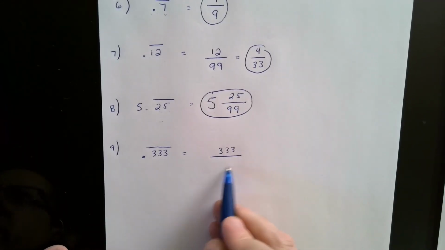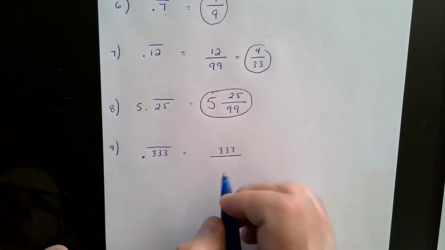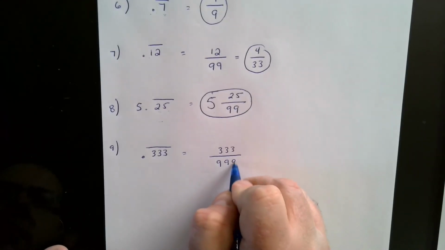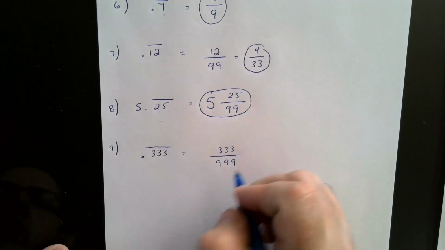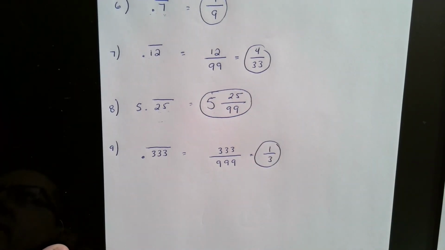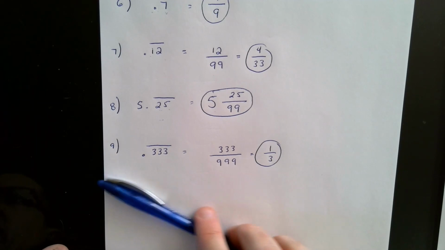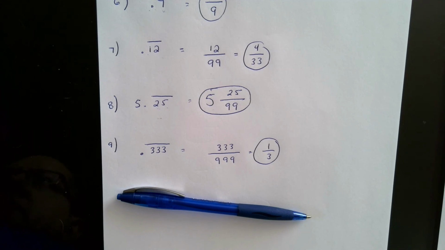And not going over zeros, because we have the repeating bar, and there are three locations, so we're going to go with three 9s. And this will reduce down to 1/3, which is my final answer. Okay, so that was looking today at repeating and terminating decimals, turning those into fractions.